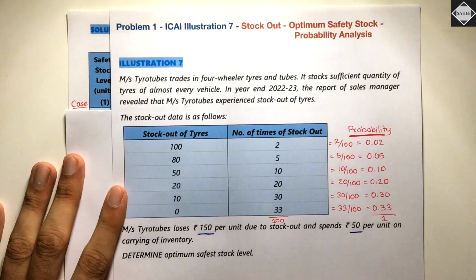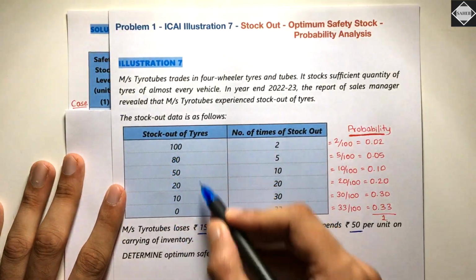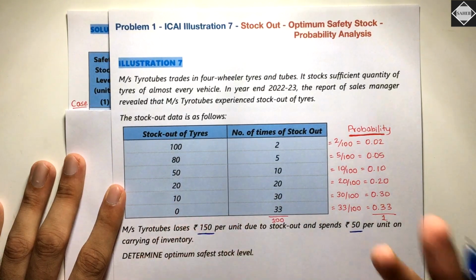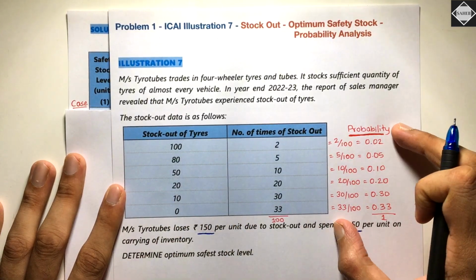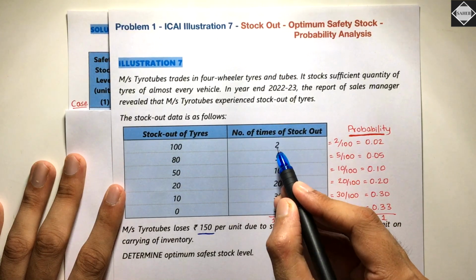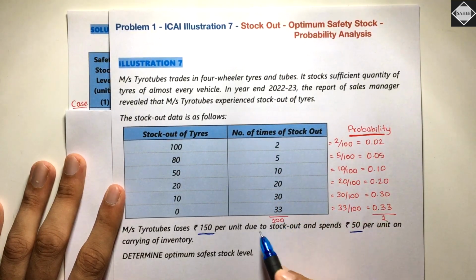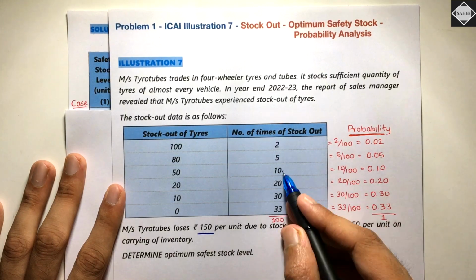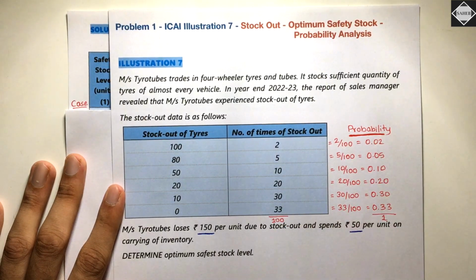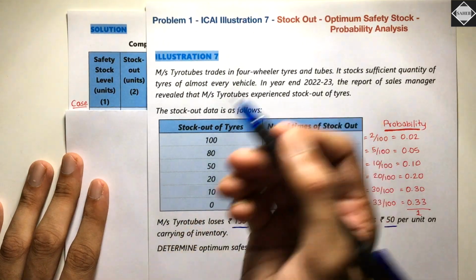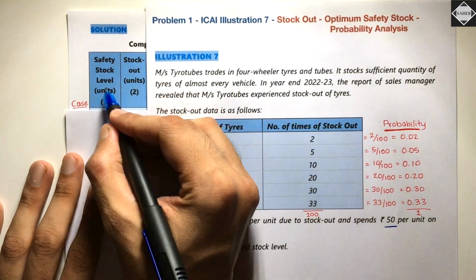See, here they have given you the stock out that has happened, and the number of times this has happened, and I told you we have to calculate the probability over here, which is nothing but you take the number of times it has happened out of the total occurrences. 2 divided by 100, 5 divided by 100, 10 divided by 100. You will calculate the probability of each of the scenarios. Is it clear?